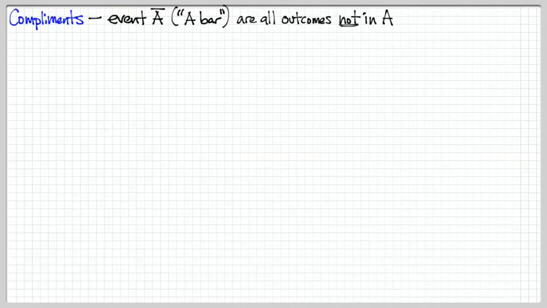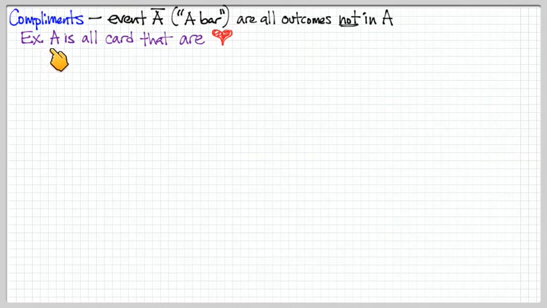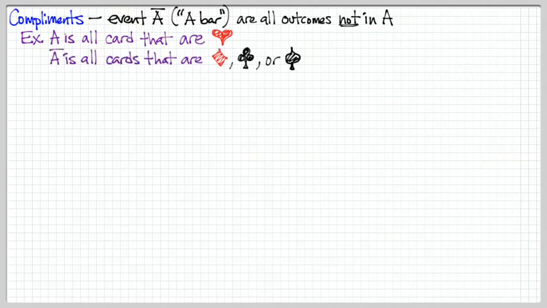Here's an idea about complements. The complement of an event, we write by writing event A with the bar on top, and we can speak it by saying A bar. They're all the outcomes that are not within A. So here, let's take an example where we define A to be all the cards that are hearts. In this case, A bar is all the cards that are not hearts, namely diamonds, clubs, or spades.